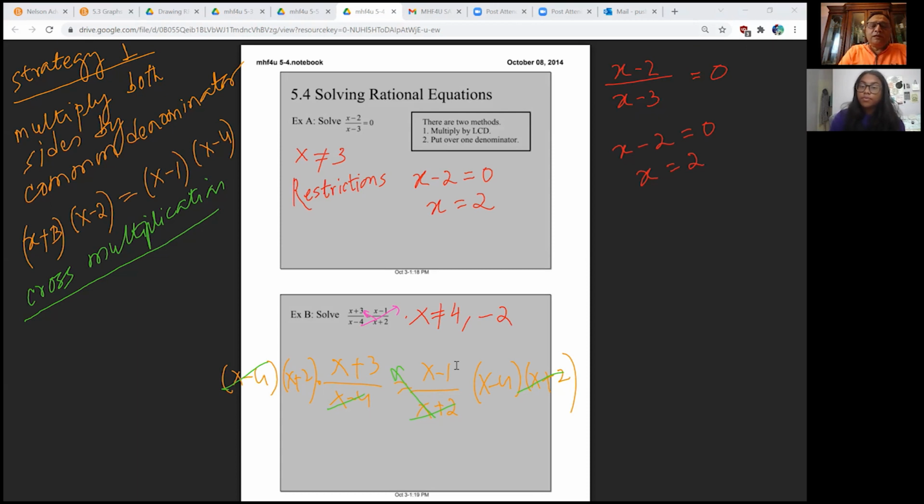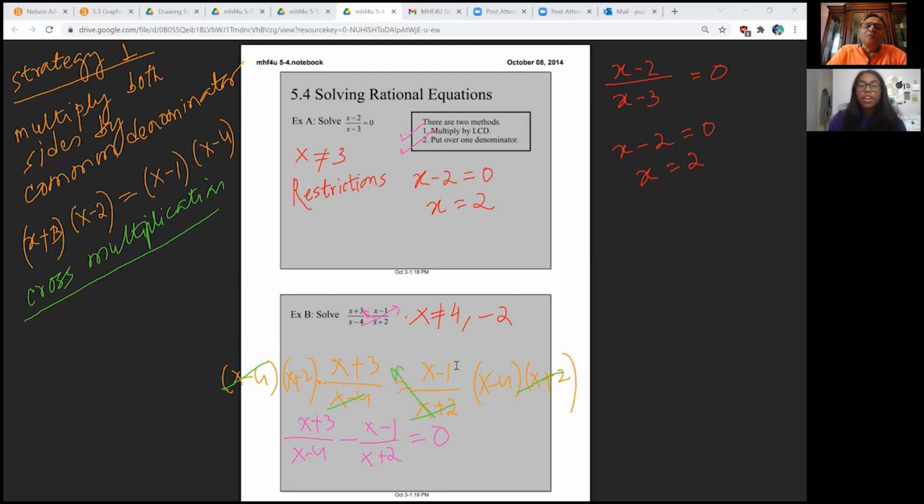Now, another thing which you could do is to get them all on one side. So let me show you that also here in the center. We have x plus 3 over x minus 4, minus x minus 1 over x plus 2, equals 0. Do you see that? So we brought all the terms to one side. And now we will take a common denominator, multiply, and then continue. Correct? So these are different strategies. Two of them are listed here for you. These are the most common two strategies used to solve any rational equation.